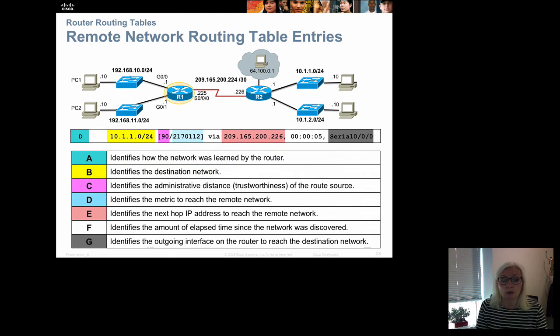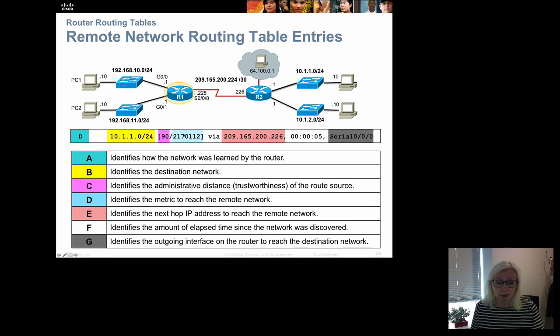When it comes to a remote network routing table entry, something that has been learned by other routers, you can see that there is a little bit more complex entry here. First, again, how it's learned. In this case, it's by EIGRP, then the network itself, then something called the administrative distance, which tells us something about the trustworthiness of the route source. We can have different routing protocols, we can have static routes, and the smaller the number, the more trustworthy a route is. So it's a way to choose between different types of routing protocols.